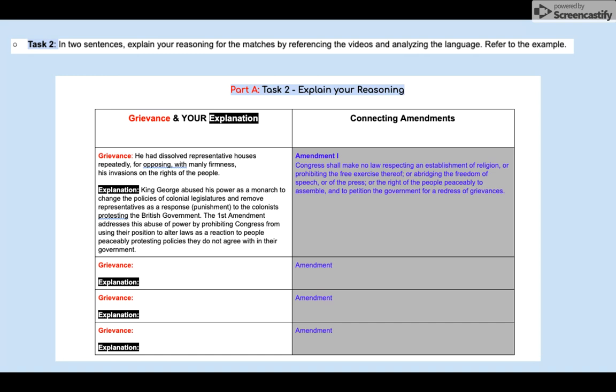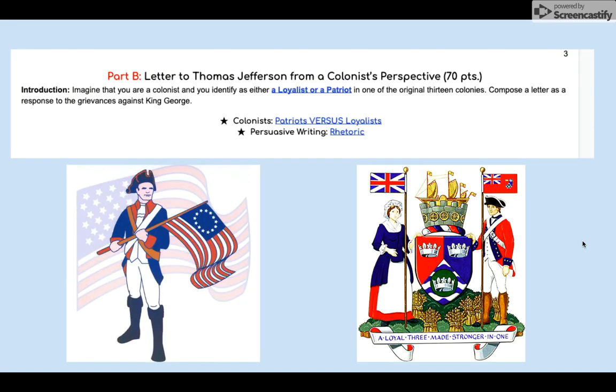You want to analyze the language and you want to show that you understand the historical background as to that foundational grievance and then that amendment that comes after. So look at the example and then make sure that your explanation includes a couple of sentences.